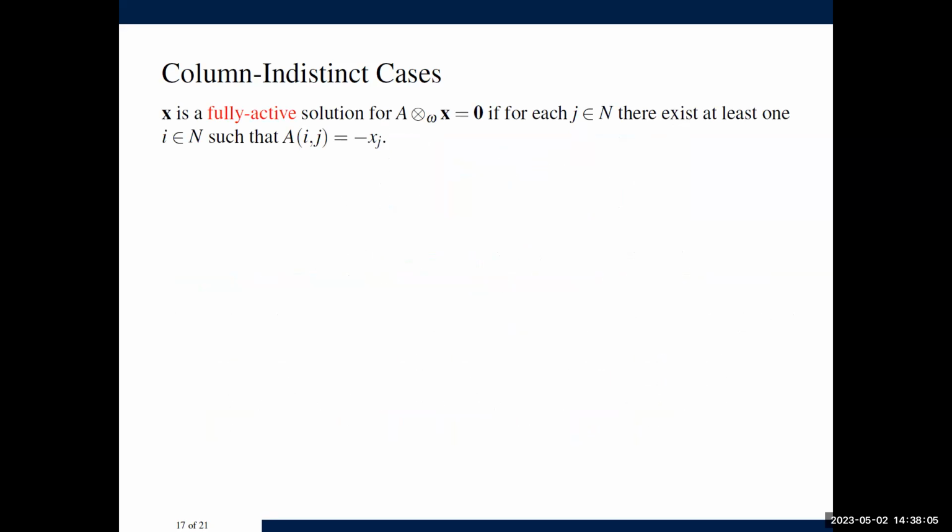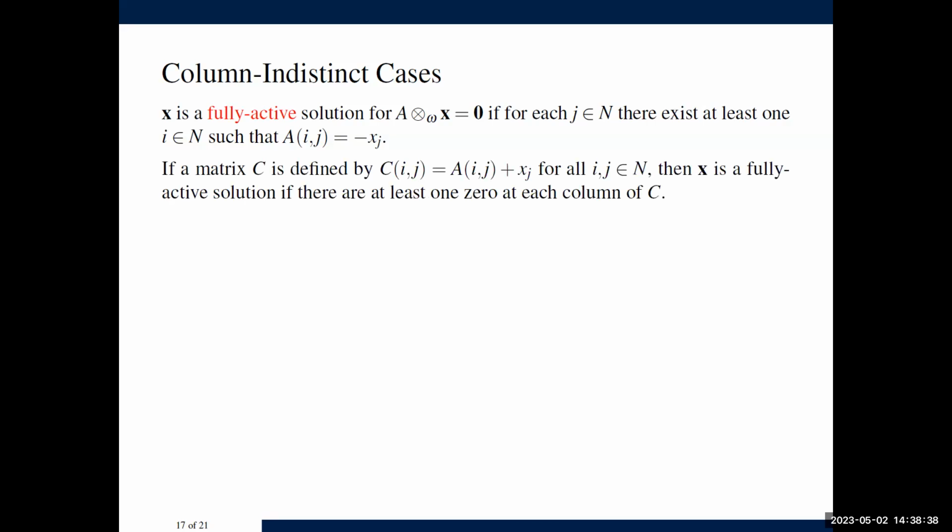Now, the next step is, when we already find the solution from the permutation, which is a solution index, we want to find the other solutions by simply modifying the elements of x. It could be increase or decrease. Now, we call the solution x fully active if for each j, there exists at least 1 such that this condition holds. If we have a matrix C defined like this, then the factor x is fully active if there is at least 1 zero at each column of C.